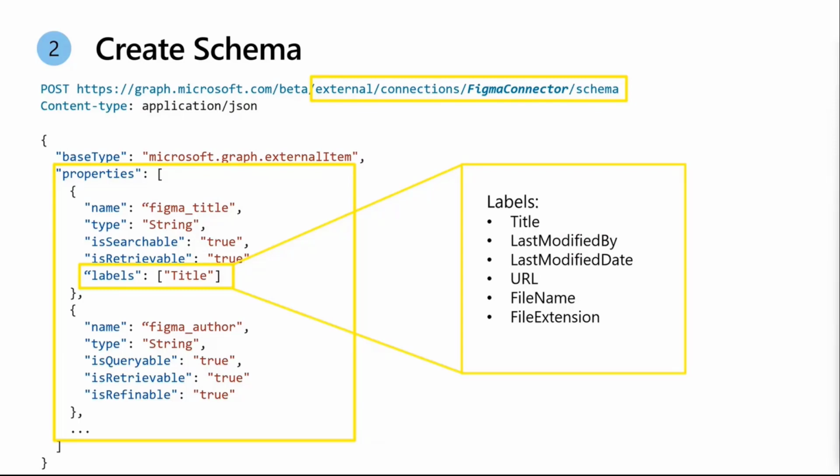So in order to populate the office.com experience, we need to know what the title is, we need to know what the URL is, we need to know the icon URL, et cetera. So these semantic labels are very helpful in that way.